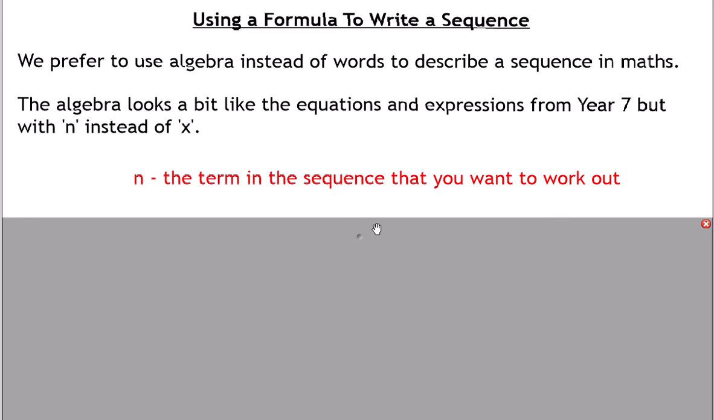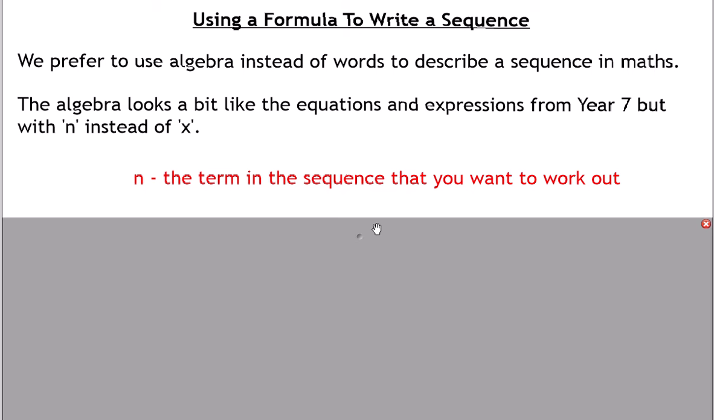So basically, if we get the algebra right, then describing a sequence with algebra is quicker than using words, and more useful to us. And the algebra you're going to be using looks a lot like the equations that you did maybe in year 6 and definitely in year 7, with one big difference: when we're working with sequences, we use the letter n rather than the letter x. We usually use the letter x when we're solving equations, but for sequences it's n, and n is all to do with which term you're on.